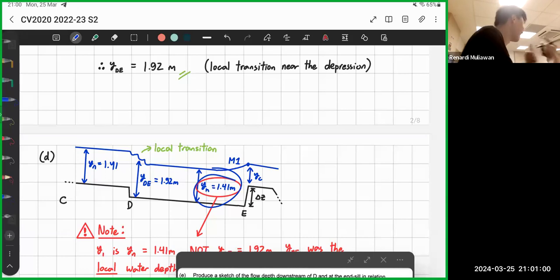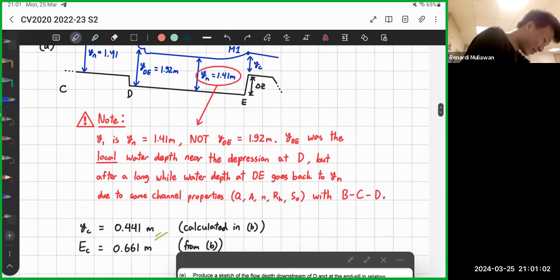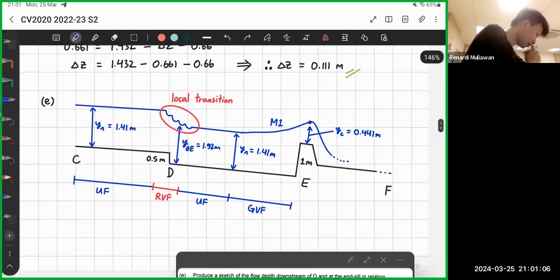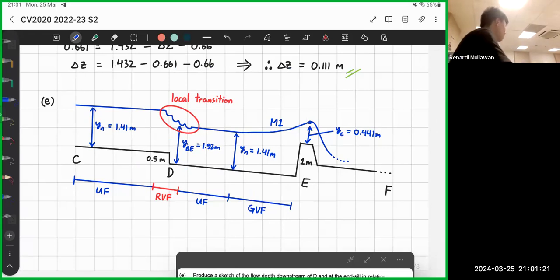Okay, is that okay? I hope you understand. So this is the drawing just now. I'll zoom in, because there's no time to draw everything. When you draw the water profile sketching, if you have a depression or local transition, you can draw it as wavy. It's okay, because there's no real curve to represent it. You can even draw it as a smooth line like this.